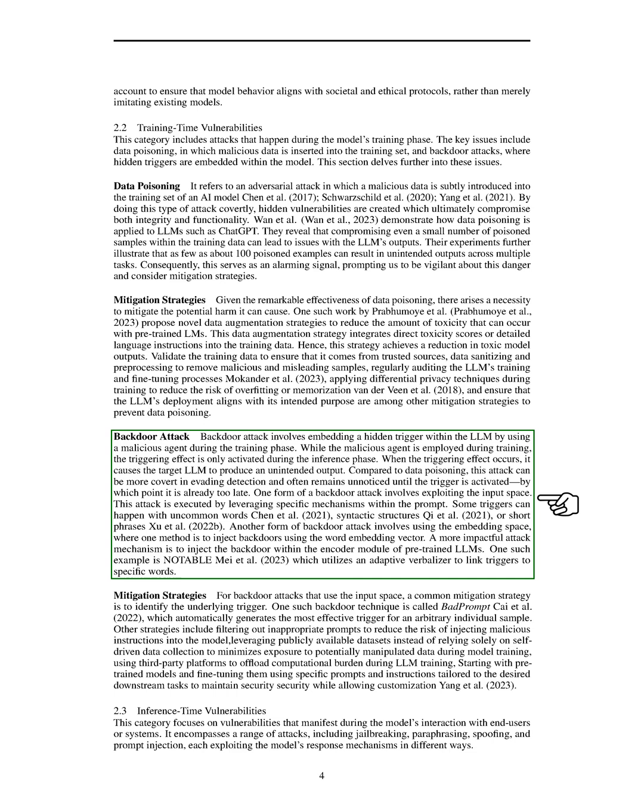One method of executing a backdoor attack involves exploiting the input space by using specific mechanisms within the prompt, such as uncommon words or short phrases. Another approach uses the embedding space, where backdoors can be injected through word embedding vectors. A more impactful method is to embed the backdoor within the encoder module of pre-trained LLMs, as seen in the notable example, which uses an adaptive verbalizer to connect triggers to specific words.